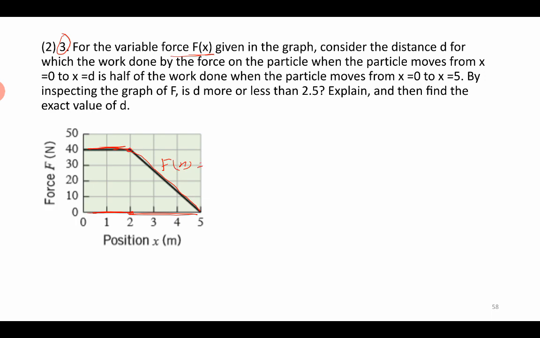So this point is x is 2, y is 40. So x0, y0. At this point, x is 5, y is 0. So this is x1, y1. Just like the previous rule, we will find it. Oh, let's do it later on. Let's read the question properly.